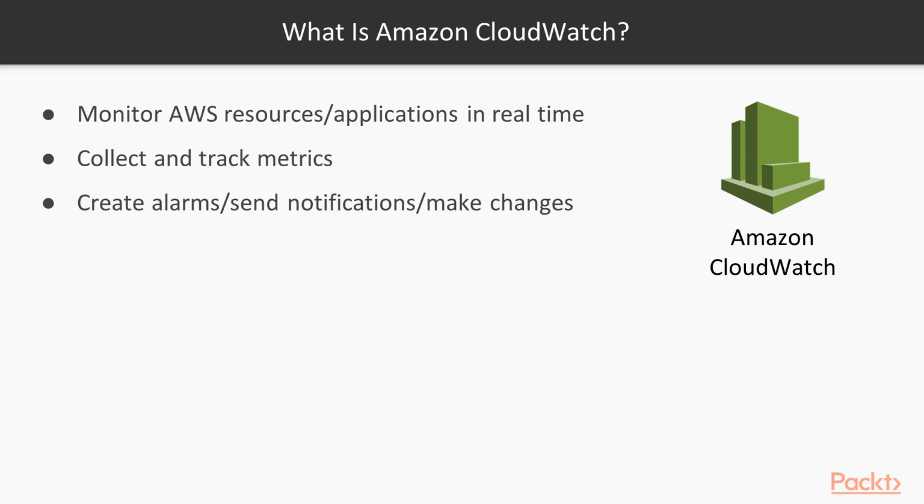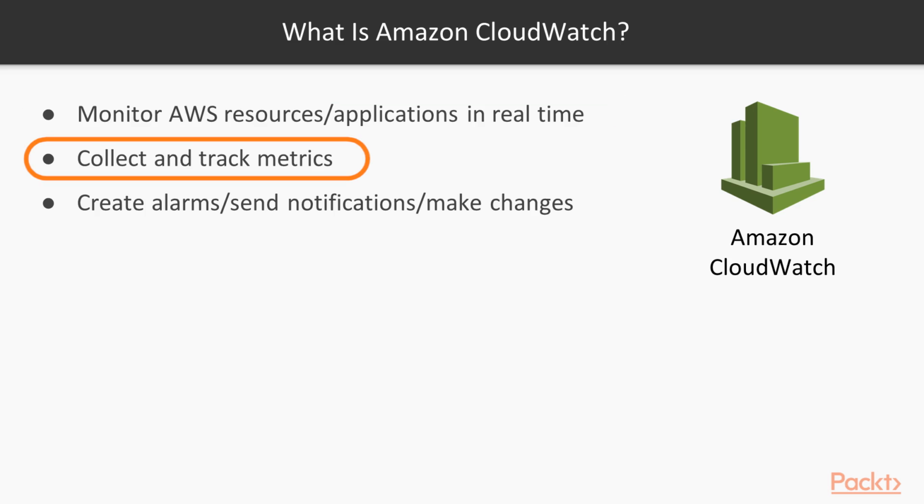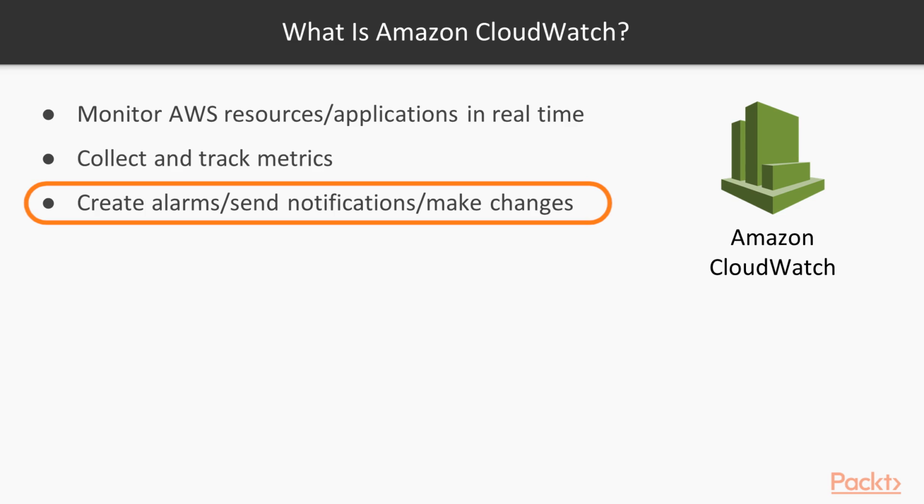What is Amazon CloudWatch? Amazon CloudWatch is a service that can be used to monitor AWS resources and applications in real time. We can use Amazon CloudWatch to collect and track metrics, which are variables we can measure for our resources and applications. We can also create CloudWatch alarms to send notifications or automatically make changes to the resources we are monitoring based on rules we can define.